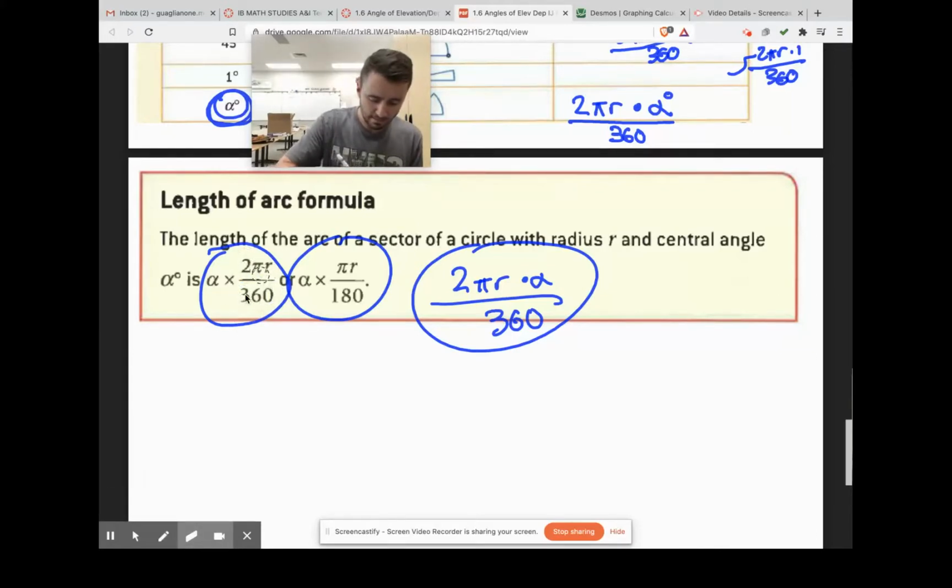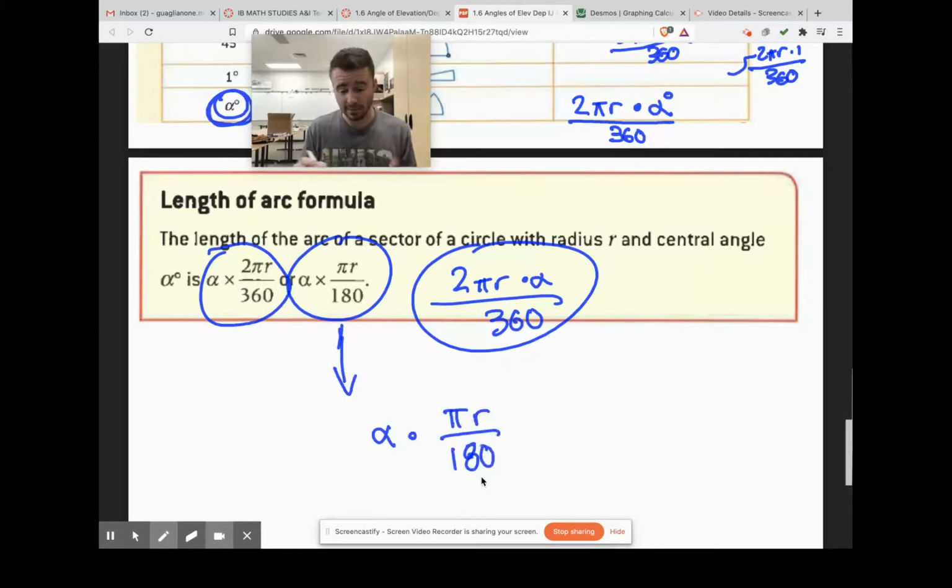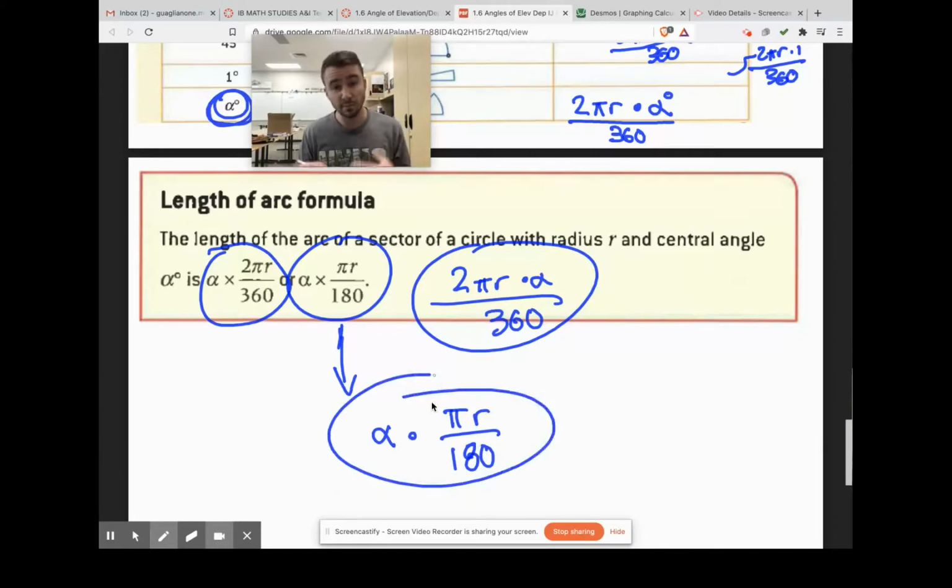So I am moving forward actually going to be using this one here, alpha times pi r over 180. But I wanted you to see where it came from. And the reason I use this is it's the most simple, it's the most reduced, and I don't have to deal with as big of numbers. So A is the angle, R is the radius. You only need two things. So angle, radius, and then you get your arc length.